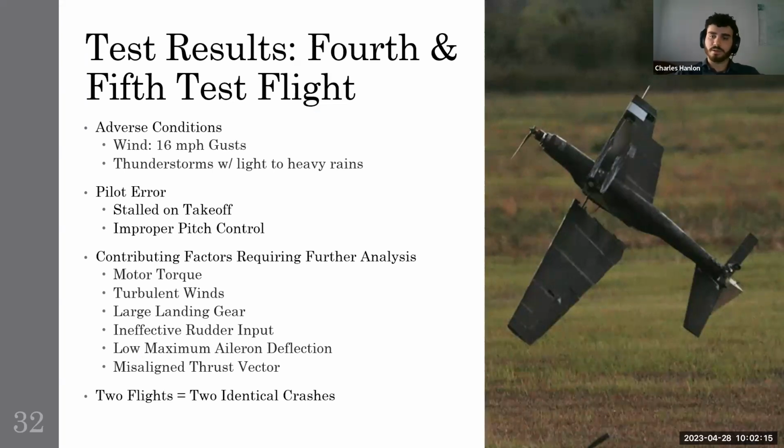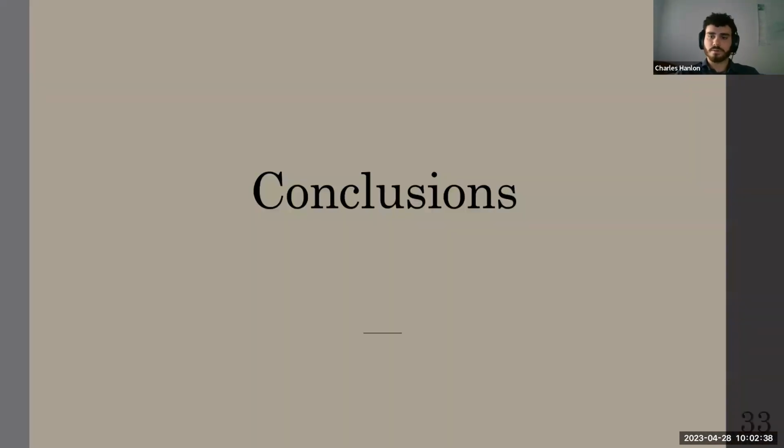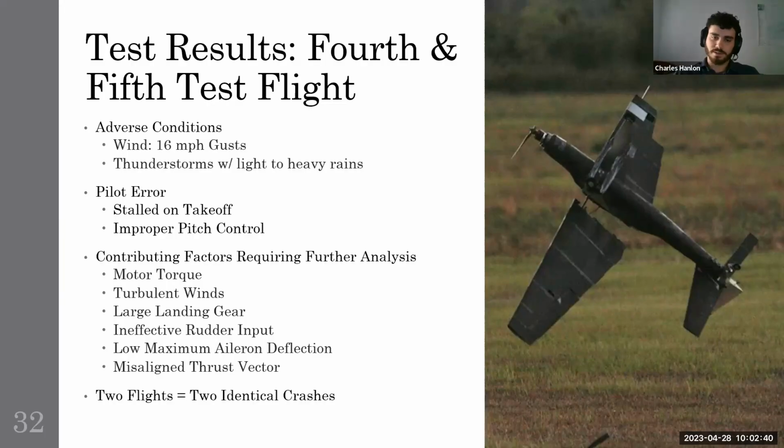After takeoff, the plane uncontrollably rolled to the left, rolling wing over wing after touching down. This was likely due to the elongated and prolonged use of elevator, a negative elevator to be specific, in which the plane likely stalled its left wing, causing it to roll. There are several other contributing factors that require further analysis and future processes. Both flights resulted in identical crashes.